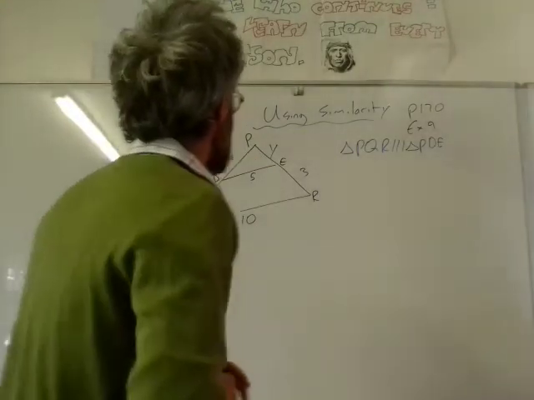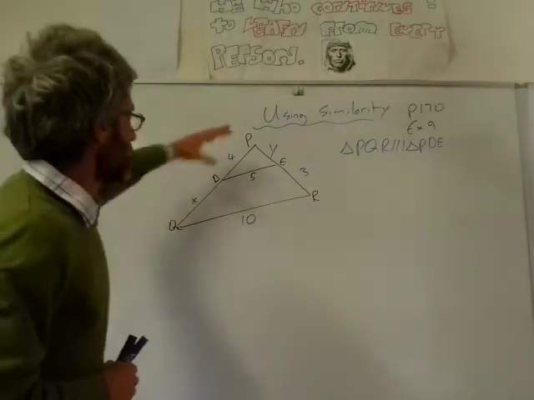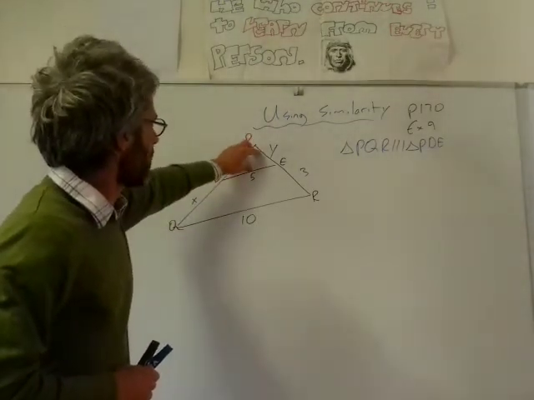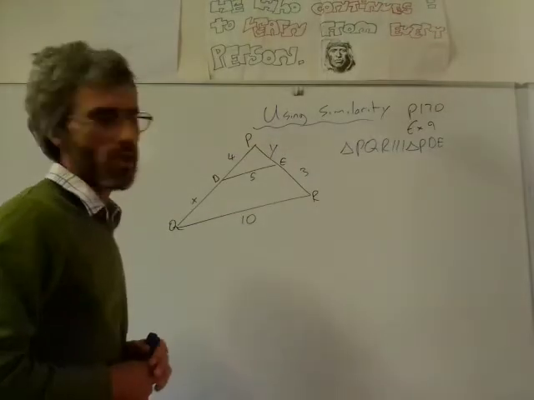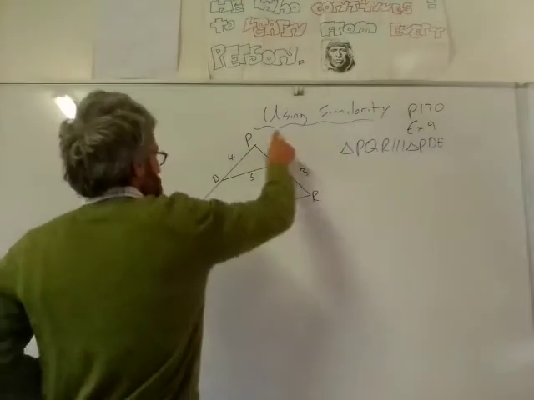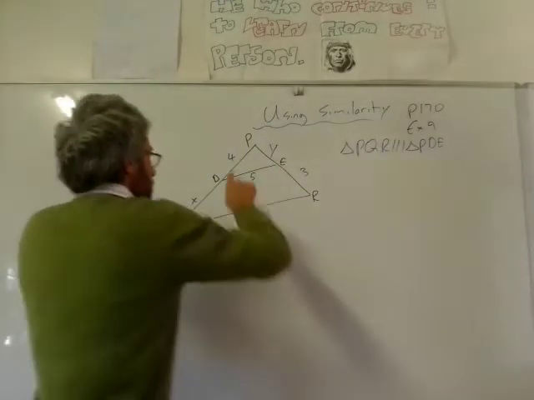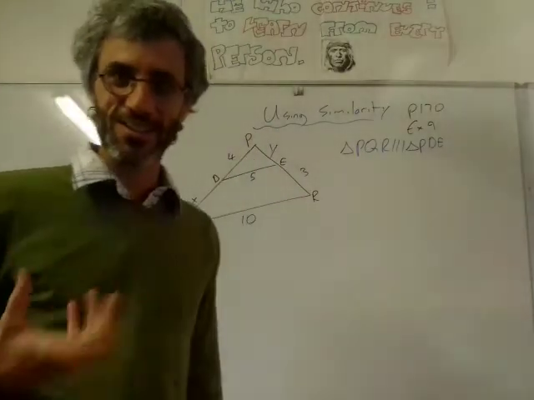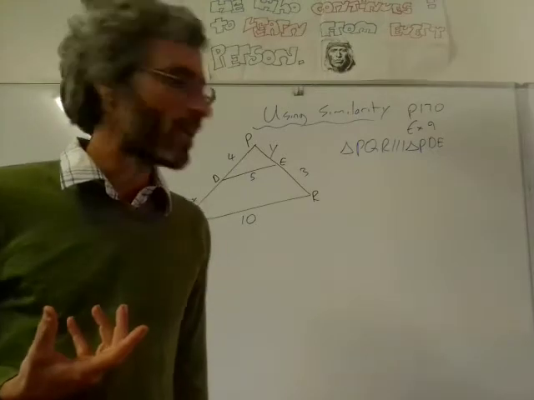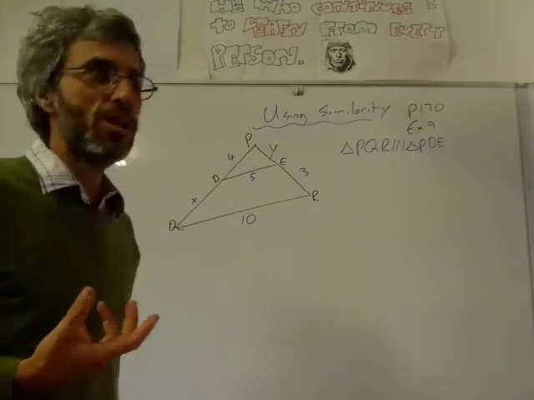I'm sure I will. Okay, so we've got two triangles, okay? A small triangle inside a big triangle, and we're told that they are similar. So PQR, that's the big triangle, is similar to PDE. Now we've got X and the Y. This is the complication here, okay? We need to find both.